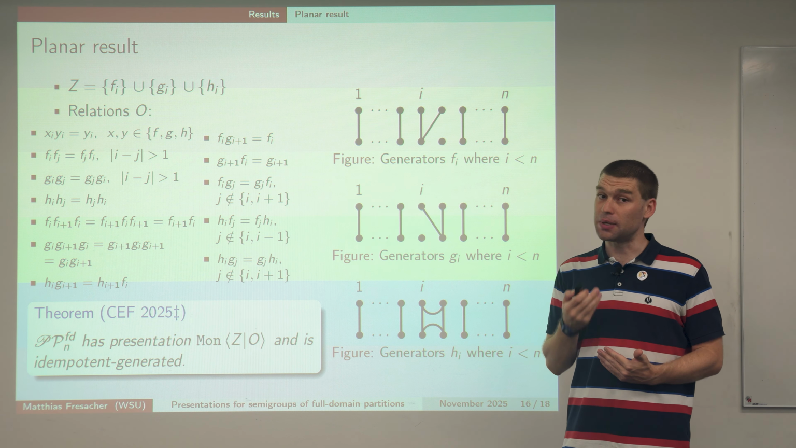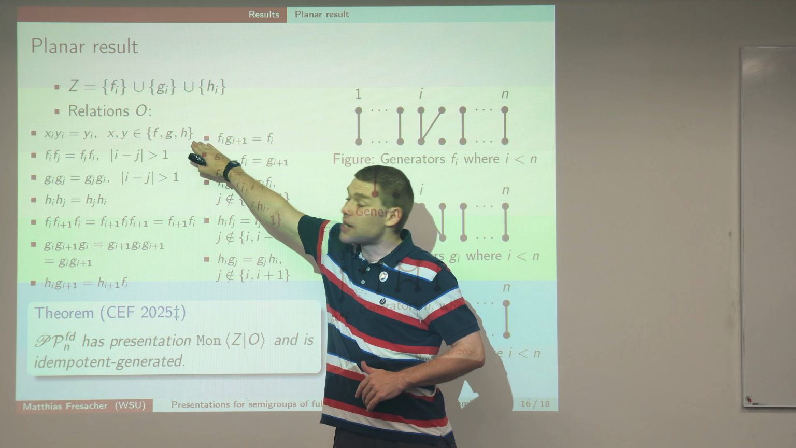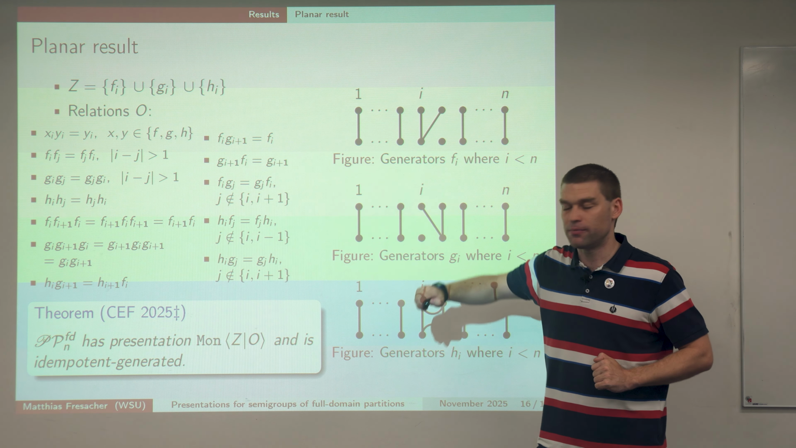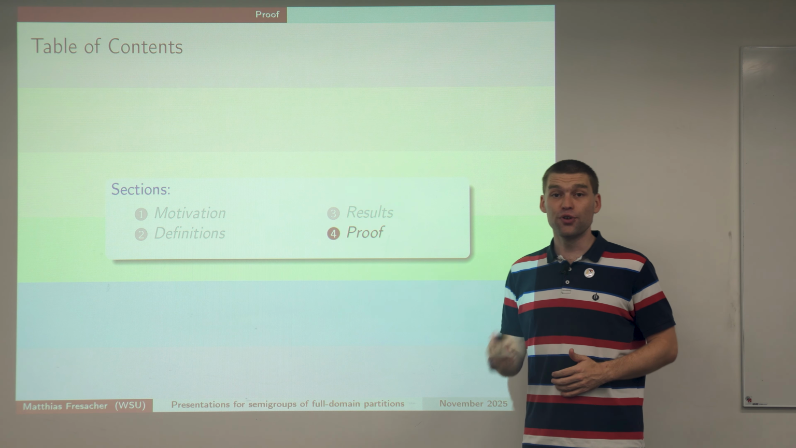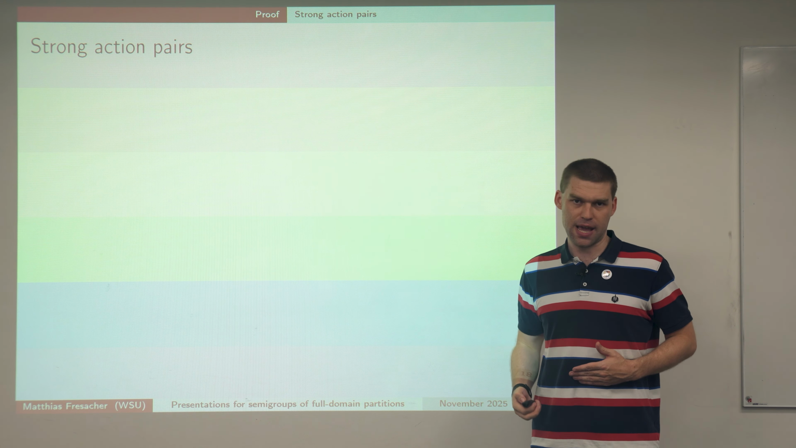Here we can again do a little bit better. This monoid is also idempotent generated, and we can see that if we were to unpack this first relation just here. In terms of a proof of this result, well, it's going to get a little bit technical because we're going to make use of strong action pairs.